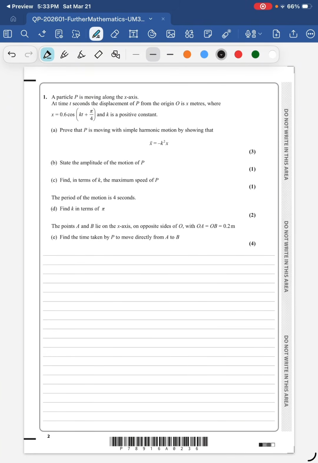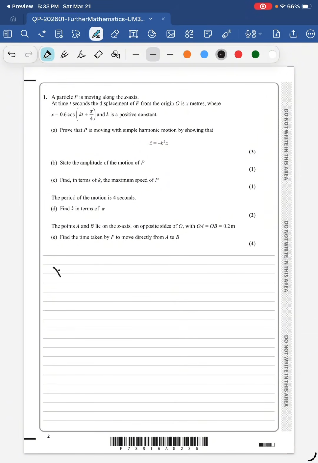A particle P is moving along the x-axis. At time t seconds, the displacement of P from the origin O is x meters, where, I'm sorry, x is 0.6 cosine of (kt plus pi over 4), and k is a positive constant. Question A: prove that P is moving with simple harmonic motion by showing that the second derivative of x is equal to minus k squared times x.